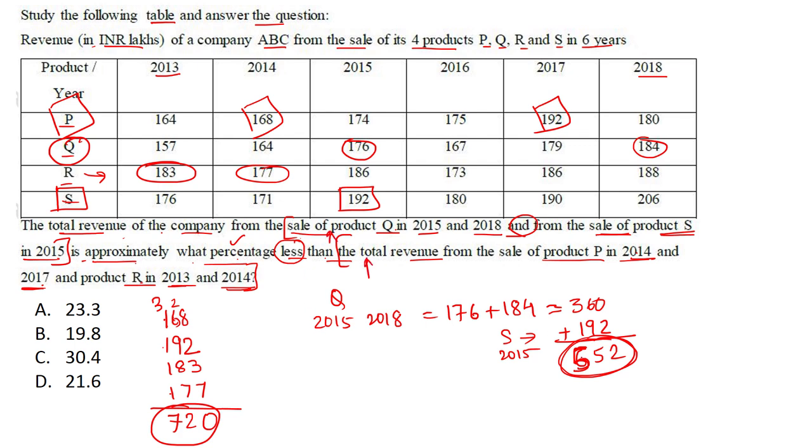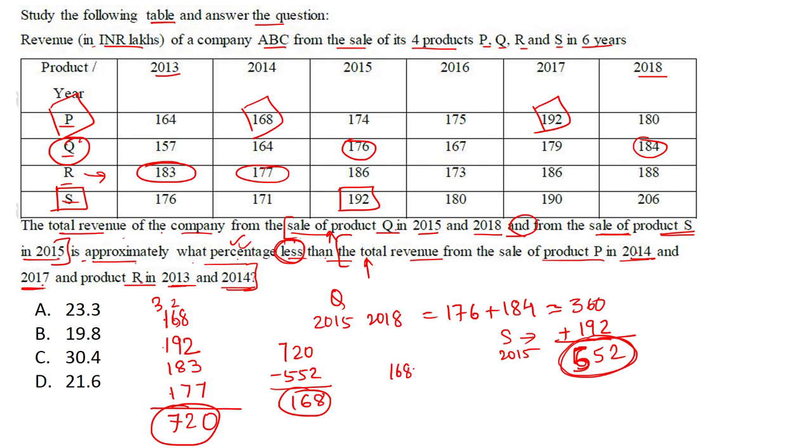Sale of the first part is 552. First, we have to find out the first part is how much less. So 720 minus 552, that is going to give us how much? Let us see. 10 minus 2 is 8, 11 minus 5 is 6, and 6 minus 5 is 1. 168 is less. We have to convert it into percentage.